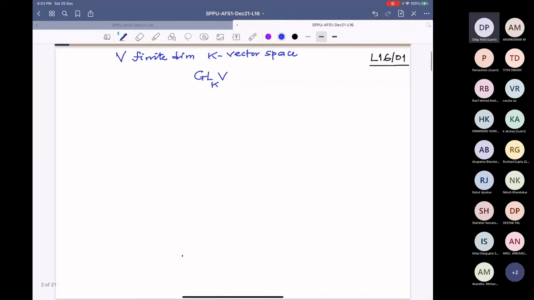So GL_K(V) to K cross. This is the determinant map. This is surjective, and the kernel is precisely the special linear group, SL_K(V). Note that I am putting the notation 1 here because these groups are multiplicative groups. If they were additive groups, I would put 0. So that is standard.